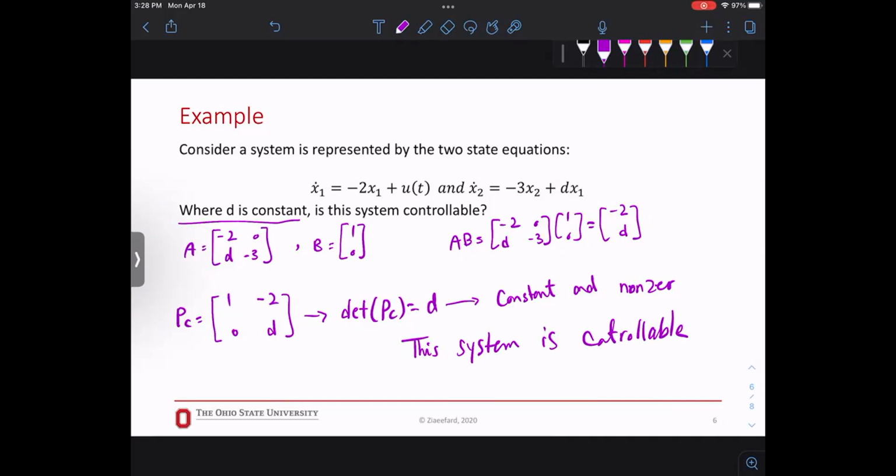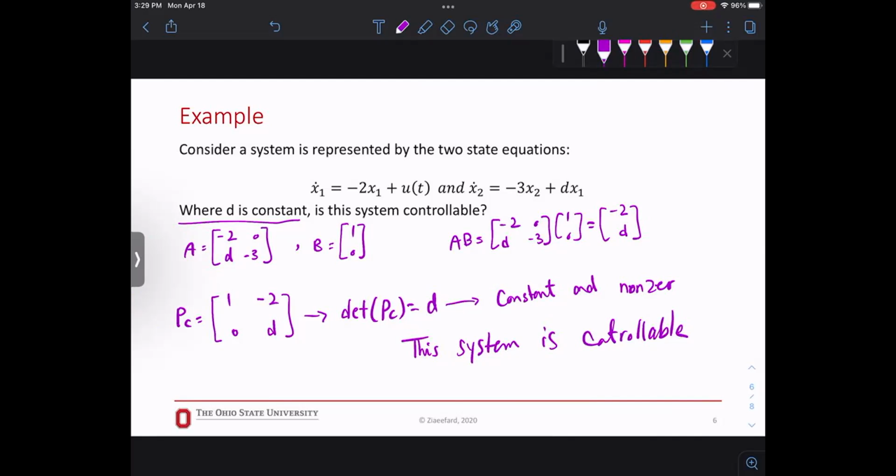Meaning that we have enough information about both of the states, X1 and X2, that we can control both of them. So that will be completely controllable. And that's because of that. So if D was 0, assume D is 0, what would happen?